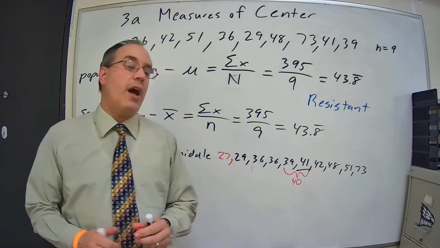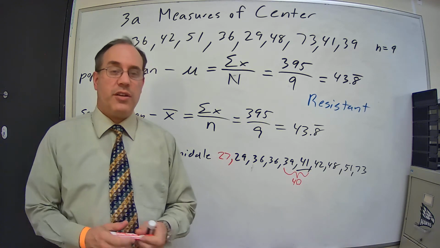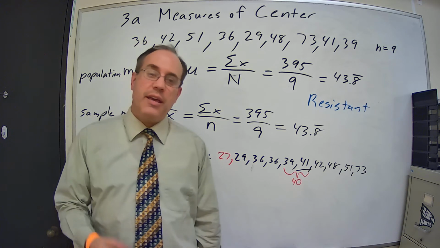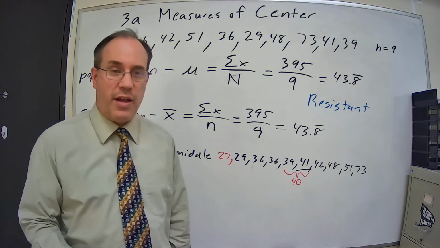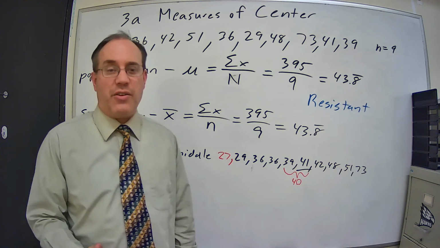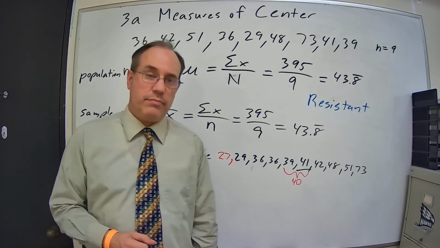So if we have an odd number of data values, once they're put in numerical order, the middle data value is your median. If you have an even number of data values, once they're put in order, you average the middle two values, and that gives you your median.